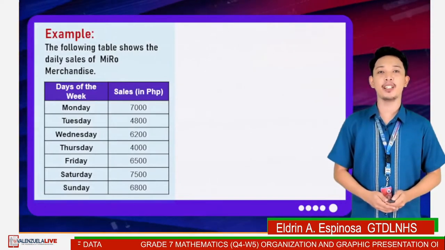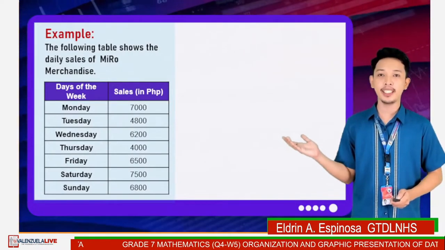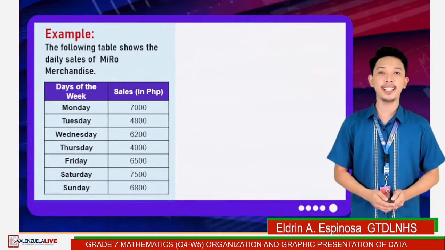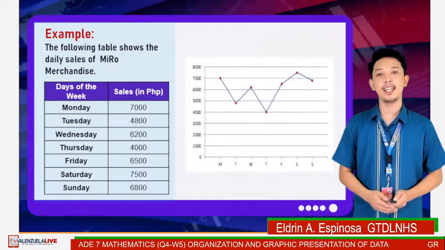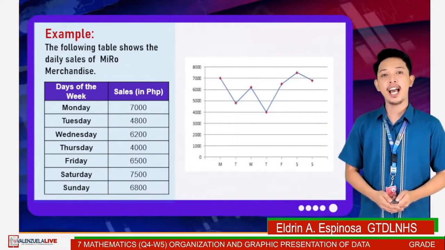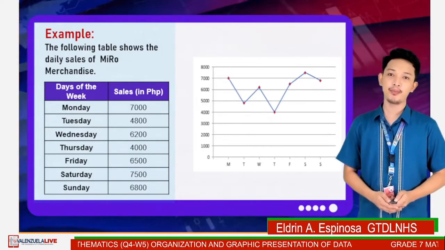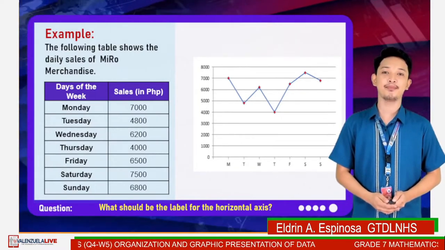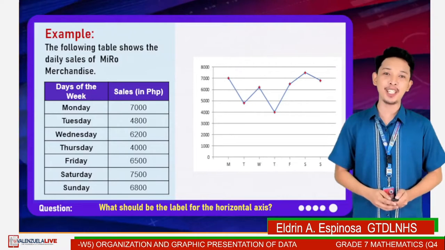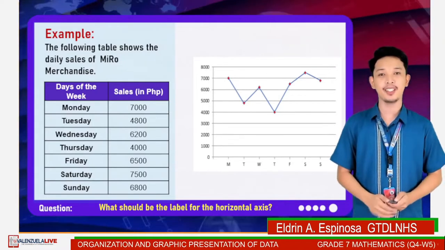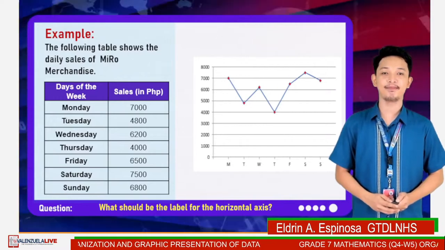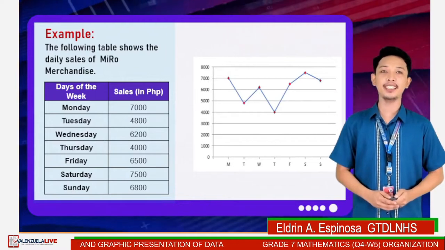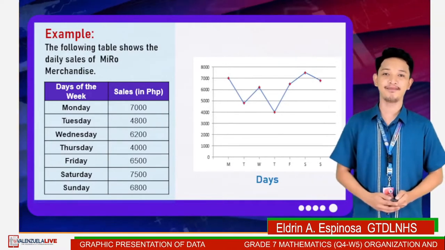Let's try an example. The following table shows the daily sales of Miro merchandise. Draw a line graph to represent the data. Now, given the line graph, answer the following questions. What should be the label for the horizontal axis? You have 5 seconds to key in your answer in our comment box below. Go! Very good! The correct answer is days.